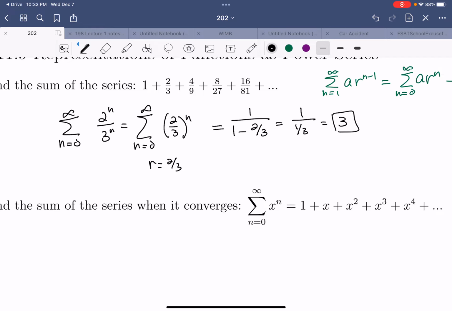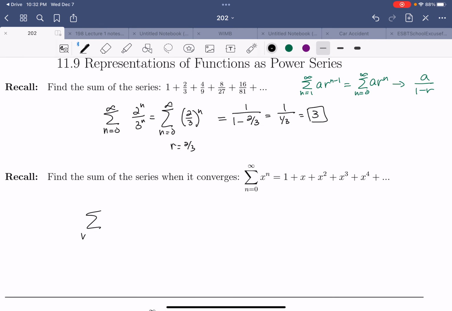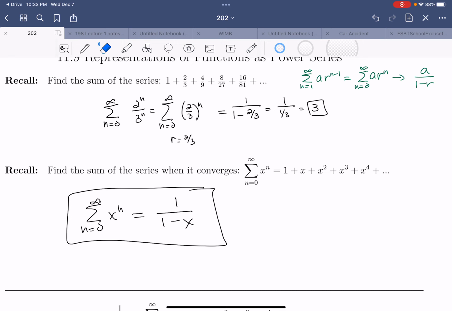Okay. So the same idea we want to apply to the power series. If we look at the power series, the sum n equals 0 to infinity of x to the n, this converges and is equal to a over 1 minus r. Our a in this case is 1, and our r is the x. So 1 over 1 minus x. So what we end up with is a function on the right, 1 over 1 minus x, equal to a series on the left, a power series.